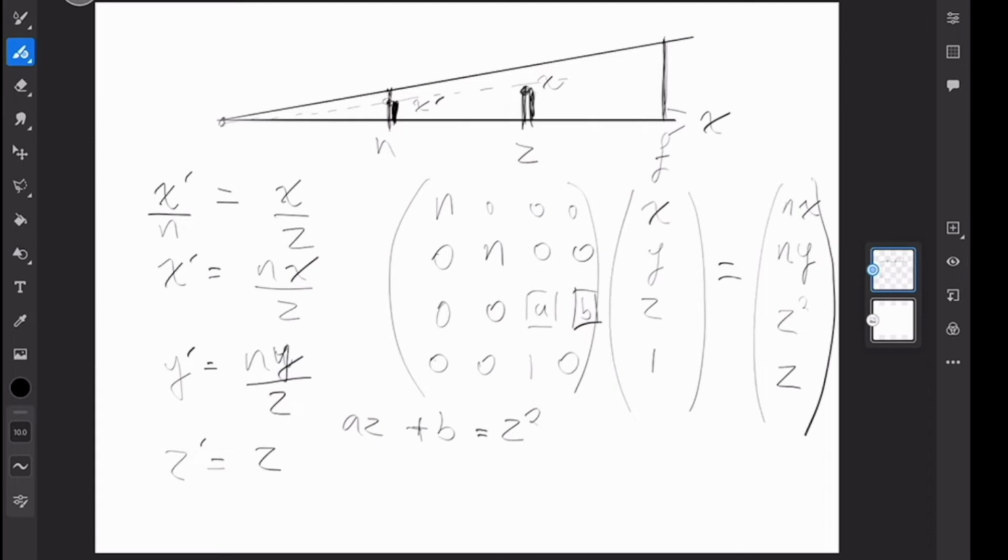Okay, and we'll say that this equation can only have two solutions. So we'll just plug it in artificially and say this equation is completely true at the near and far plane. So we'll have an plus b equals n squared. That's equation 1. And f, sorry, for the far plane, that's equation 2. Okay, so let's go ahead and solve this system of equations.